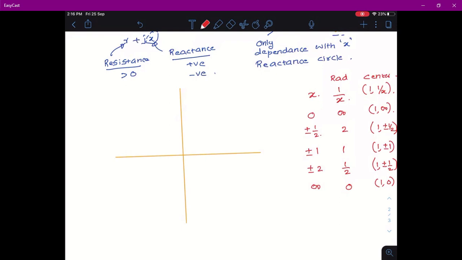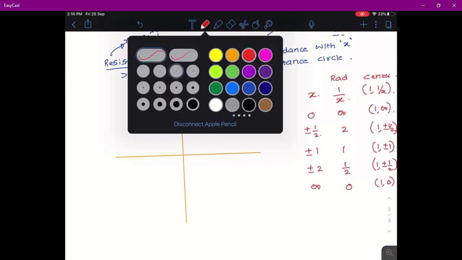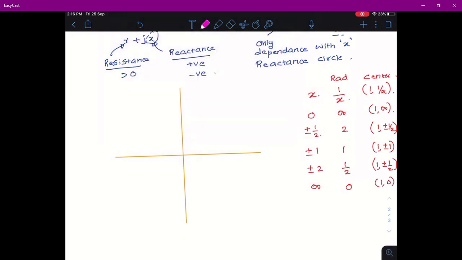Fine. So if you look at the expressions for the center, you see there is a 1 here, which means the x coordinate is always 1. So if you have the gamma r, gamma i plane, you know that at (1, 0) there is always a point. So the center is always along this line, because this line is at gamma r equal to 1.